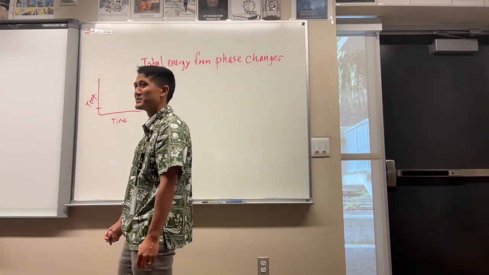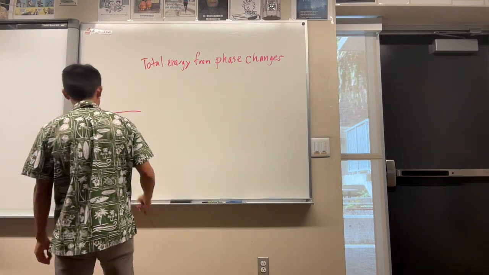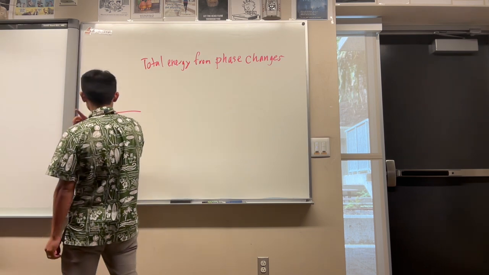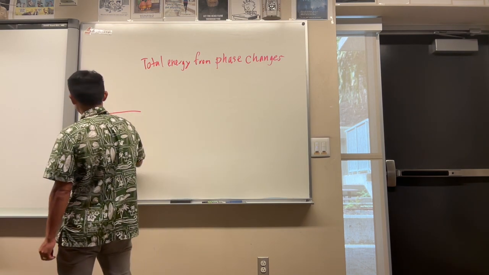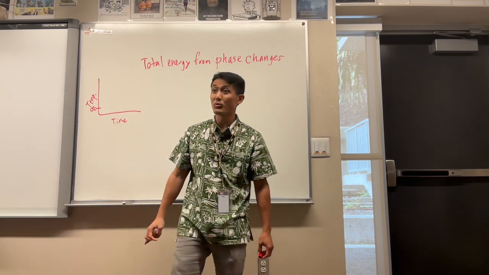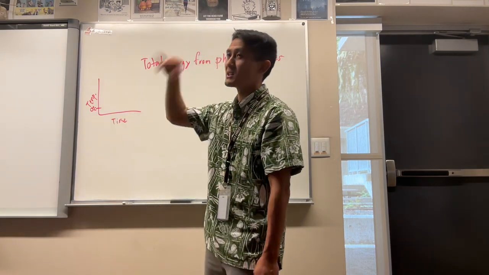Freezing. Do you remember what the freezing temperature is? 0 Kelvin. Good. Or not 0 Kelvin, that's 0 Fahrenheit. 0 degrees Celsius. Celsius is based off of water. So 0 is freezing, 100 is boiling.